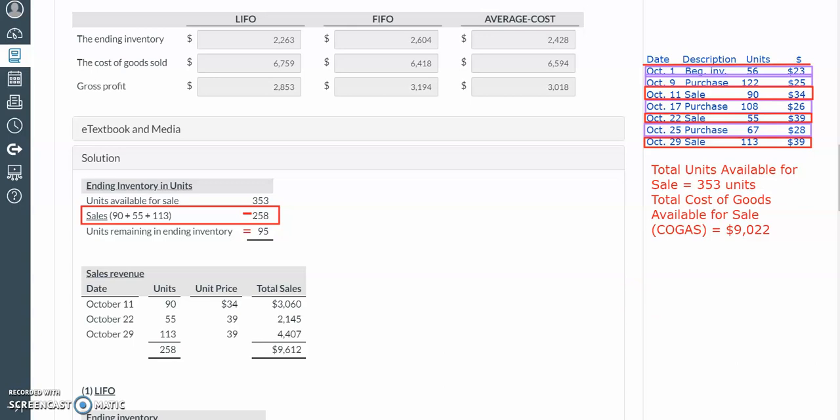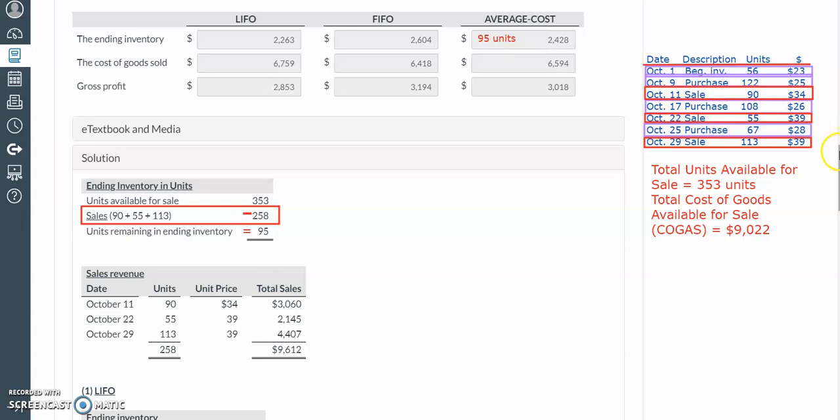All right. So now we're going to go into our three methods. We have LIFO, FIFO, and average cost. So I'm going to start off with our average cost method because we've already done some of this work. For our average cost method, we're going to take the number of units in our ending inventory, which is going to be 95 units.